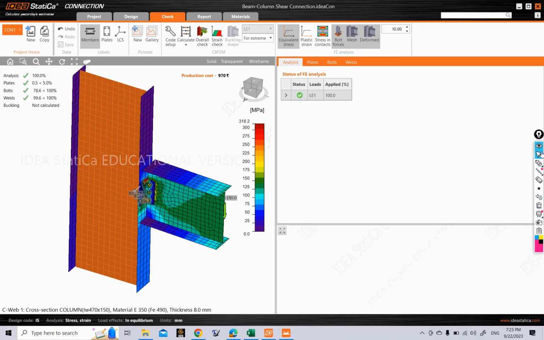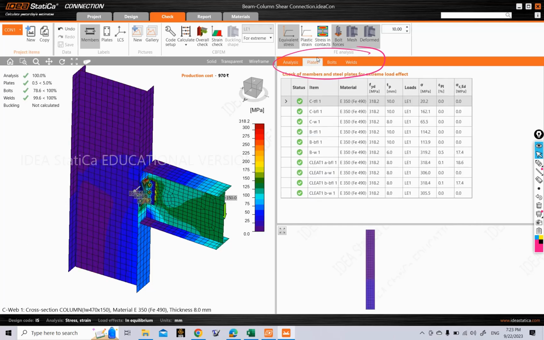To look into detail the results of plate, bolt and weld, here you can find some options at the very top. Currently it is analysis, this tab is active here, and you can see that the load application is 100% complete. Now if we go to this plates tab here, we can see the results for individual plates.